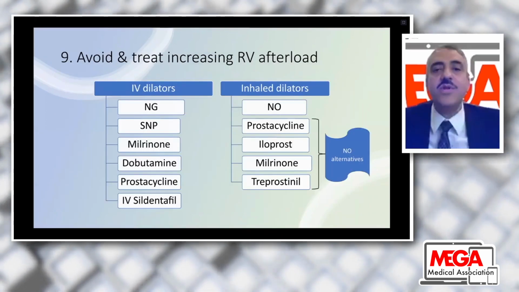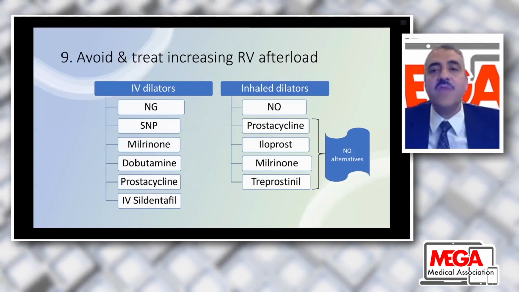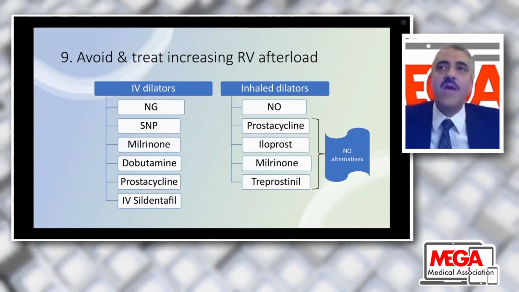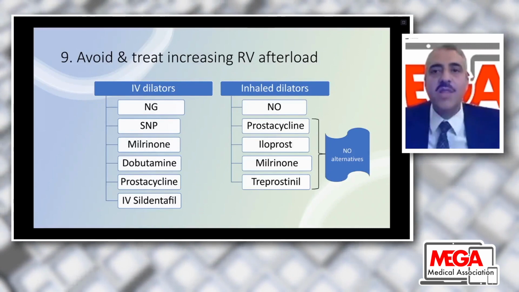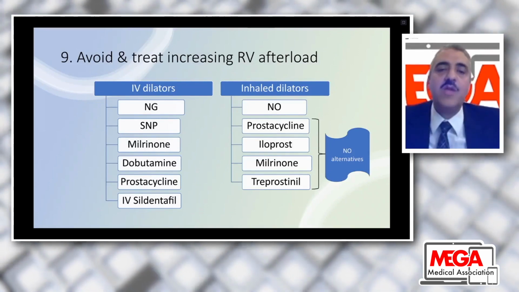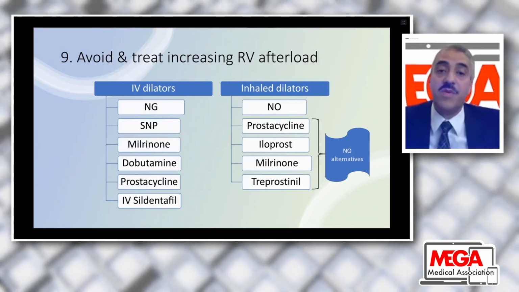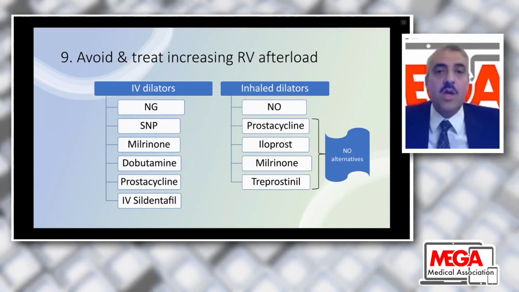We have to avoid and treat increasing right ventricular afterload. In other words, we have to dilate the pulmonary circulation. To dilate the pulmonary circulation, in one way or another, we can use intravenous dilators, but they are not preferred, or inhaled dilators.